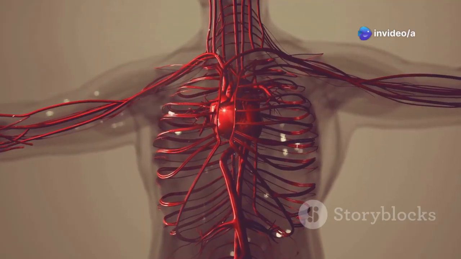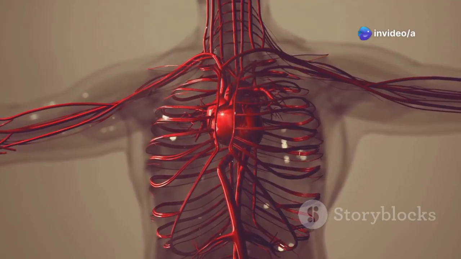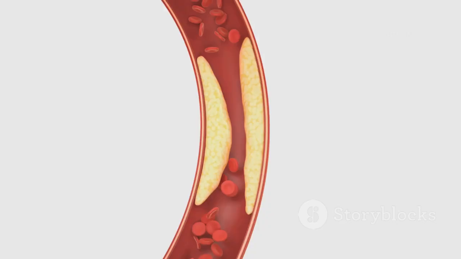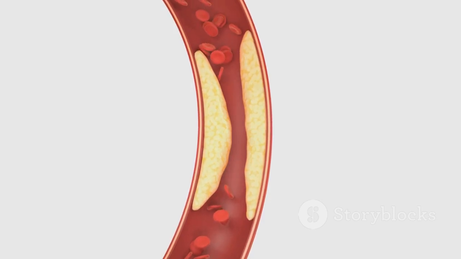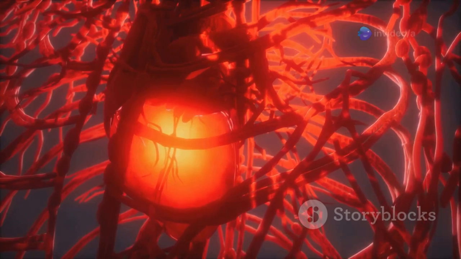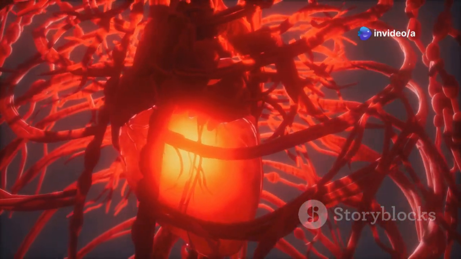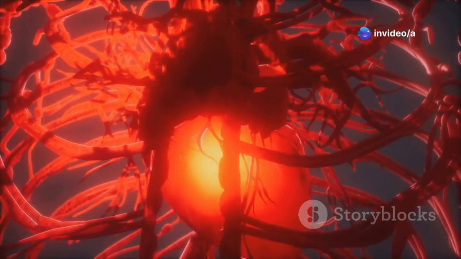Imagine your blood vessels as a network of pipes delivering vital nutrients and oxygen throughout your body. Now picture these pipes becoming inflamed and narrowed, restricting the flow of essential supplies. This is what happens in vasculitis, affecting various organs depending on the specific vessels involved.